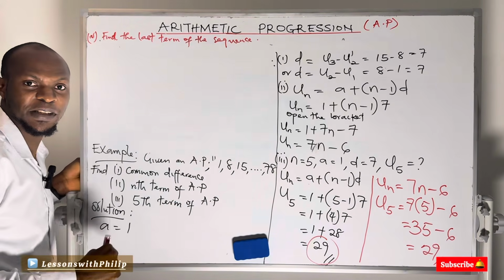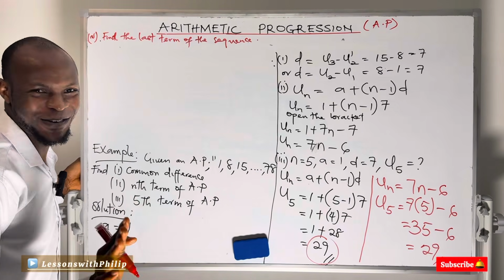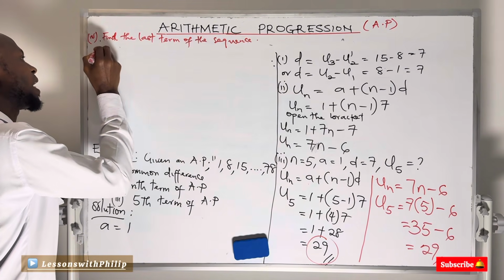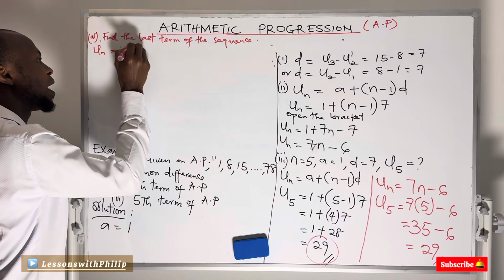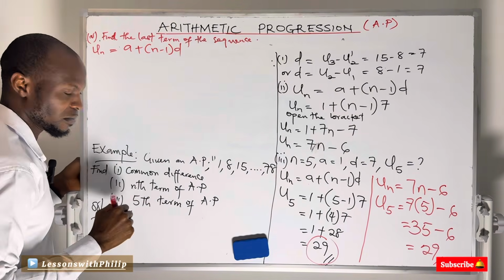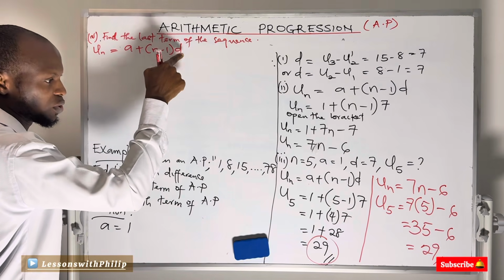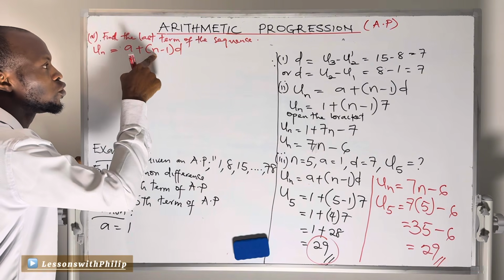What is the position of this 78 in this sequence? Very simple, not difficult. What you just need to do is write your formula again, which is Un equals a plus n minus 1 multiplied by d, which is your common difference. You know your common difference to be 7. You know your a to be 1. You don't know your n.